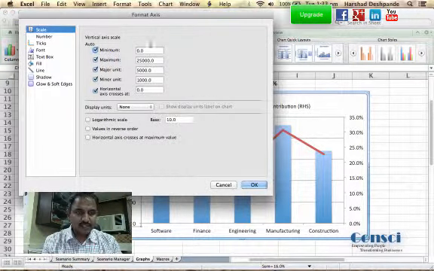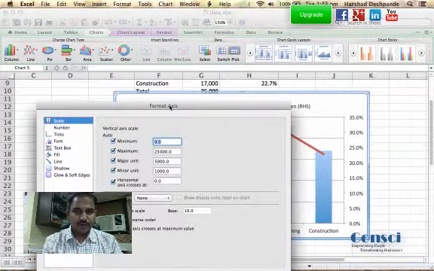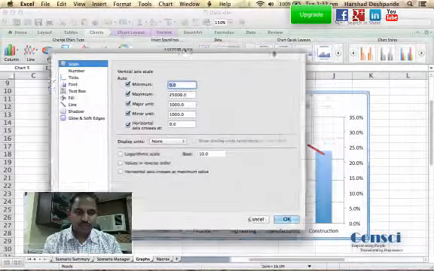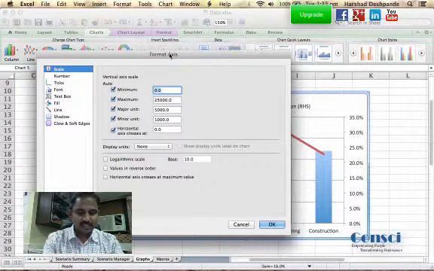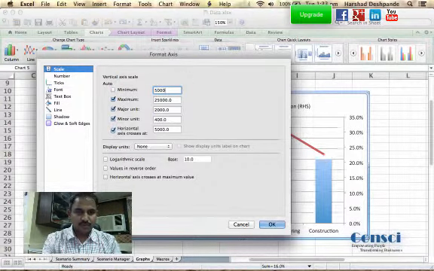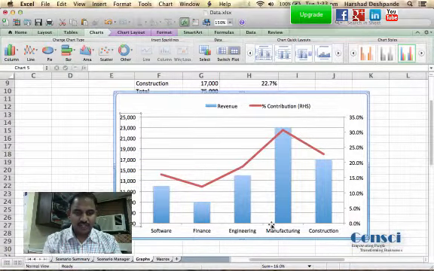Now here you will see a lot of things. So what is the minimum value? It is 0, then maximum value, major unit, minor unit, and so on and so forth. Only a few of them I'm going to highlight here. Now if you look at our data points, there is no need for you to begin from 0. There are no points which are very near to 0, so you can very safely say I can begin from somewhere around 5000. And I say okay, and you would see the chart size getting reduced.